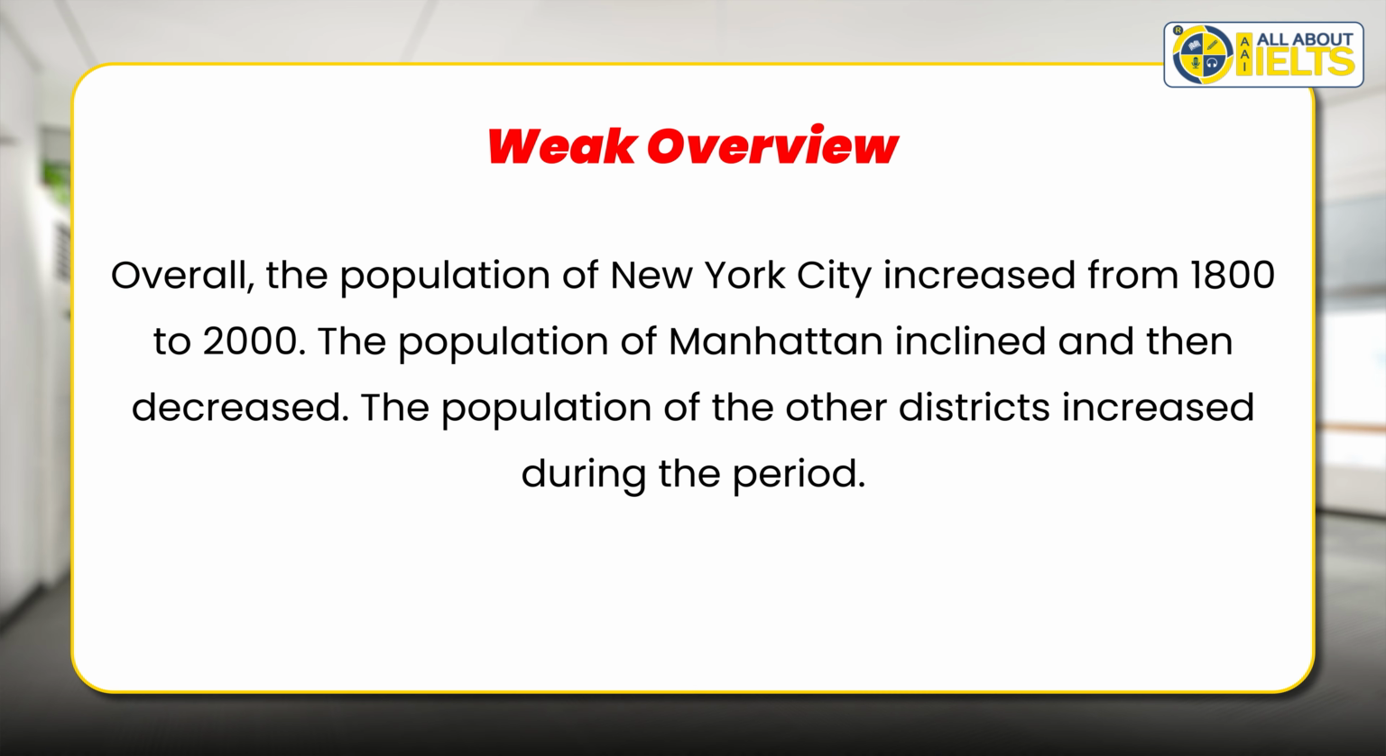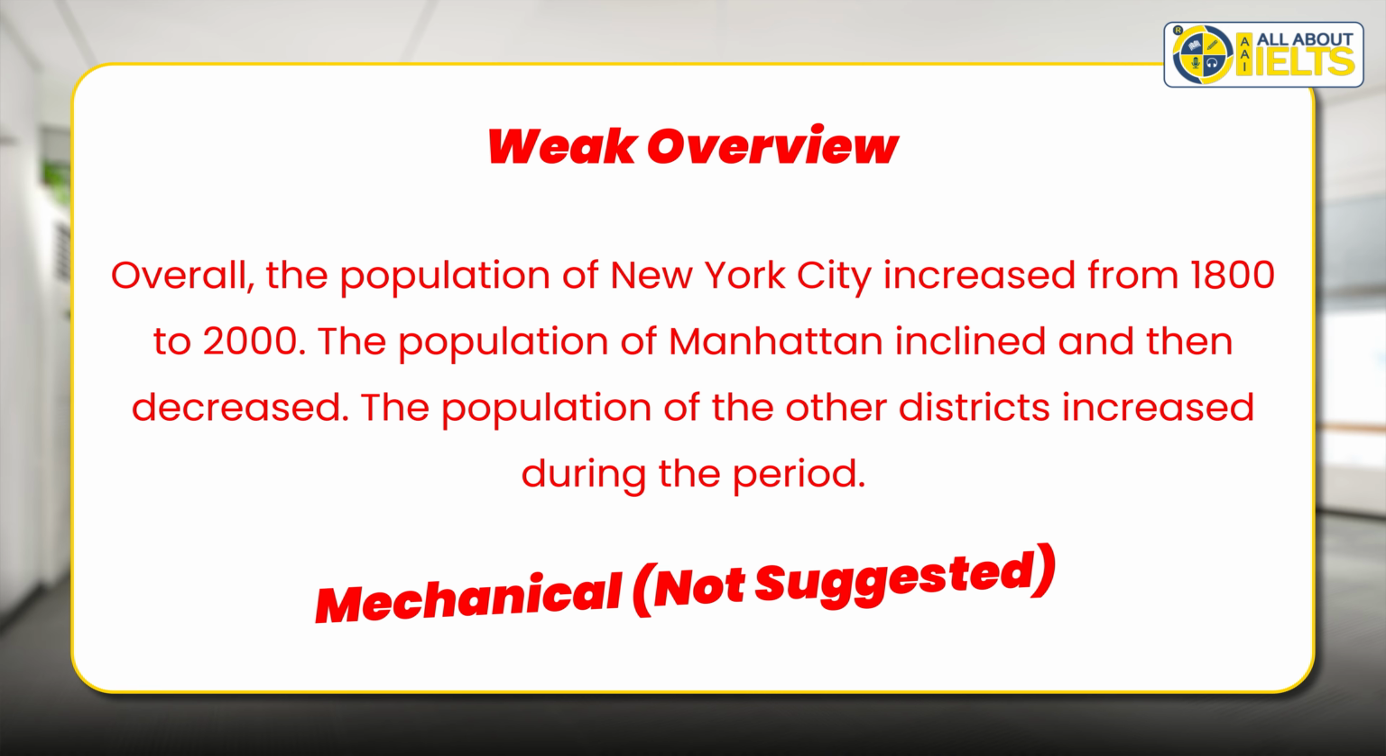Many people are able to choose the main features, but they write a very mechanical overview. Let's see an example of such a weak overview. Overall, the population of New York City increased from 1800 to 2000. The population of Manhattan inclined and then decreased. The population of other districts increased during the period. So this overview is only mentioning incline and decline. It is just showing the trends. No correlation can be observed and it looks very mechanical. Repeated use of words is also there. So it doesn't sound very analytical.